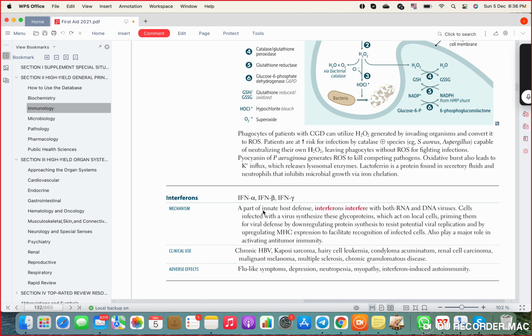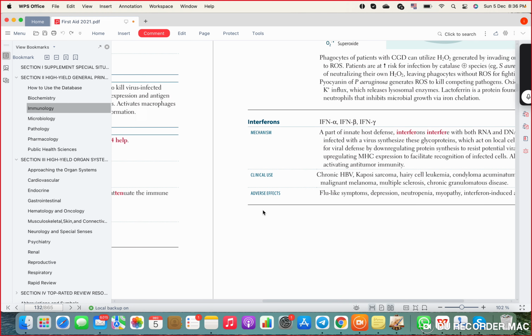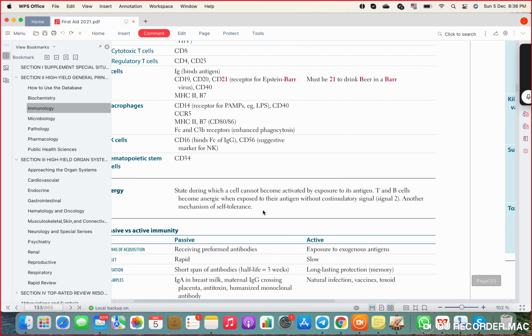And gamma we give them during CGD, chronic granulomatous disease, and alpha we can give them in any viral infections like Kaposi sarcoma or HBV, HCV. That's correct. And also you need to know the adverse effects of this interferon. Which adverse effects do you know? Neutropenia, Doc. Okay, what else? Depression? Okay. They can lead to depression, yeah.